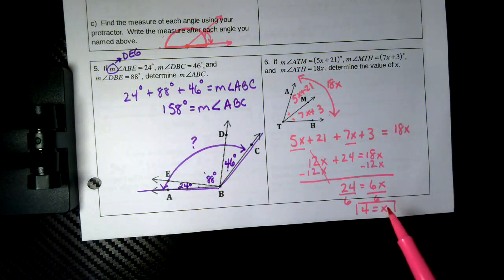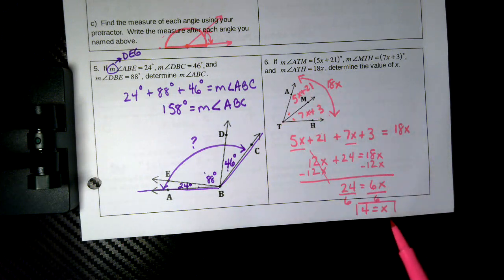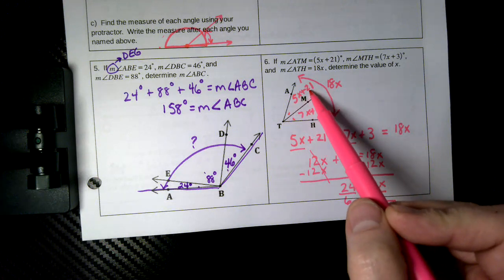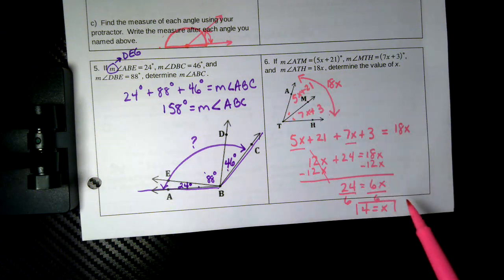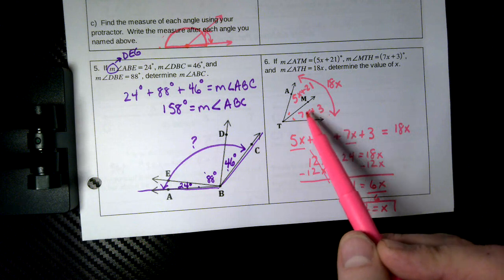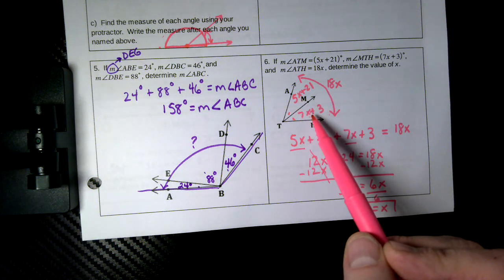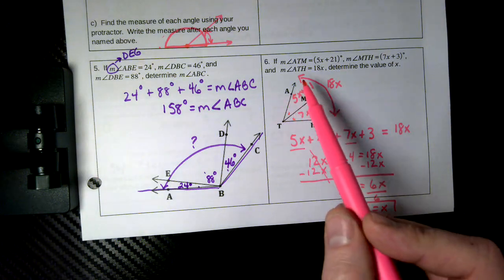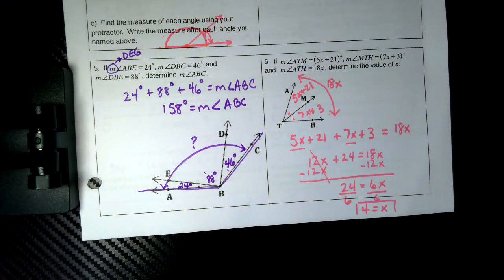Now, usually in geometry, once you find x, you have to plug it in to find each angle number in here. So like you would take 4, plug it in. 5 times 4 is 20. 20 plus 21 is 41. So this angle would be 41 degrees. Plug it in here. 7 times 4 is 28. 28 plus 3 is 31. So this one's 41, this one's 31. 41 and 31 would equal 18 times 4. That would equal the whole thing at the very top.